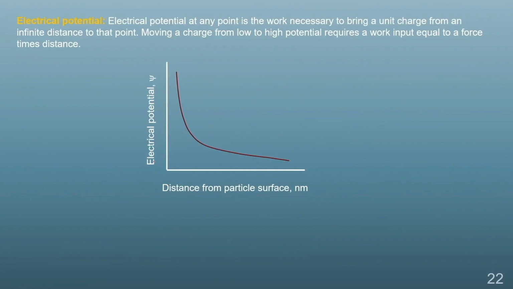Next will be the electrical potential. Electrical potential is generally defined as the work necessary to bring a unit charge from an infinite distance to a point. If we look into this plot, which tells about the variation of the electrical potential with distance, as we move very close to the plate surface, the electrical potential will be significantly higher, but as we move away from the plate, the electrical potential will keep on decreasing.